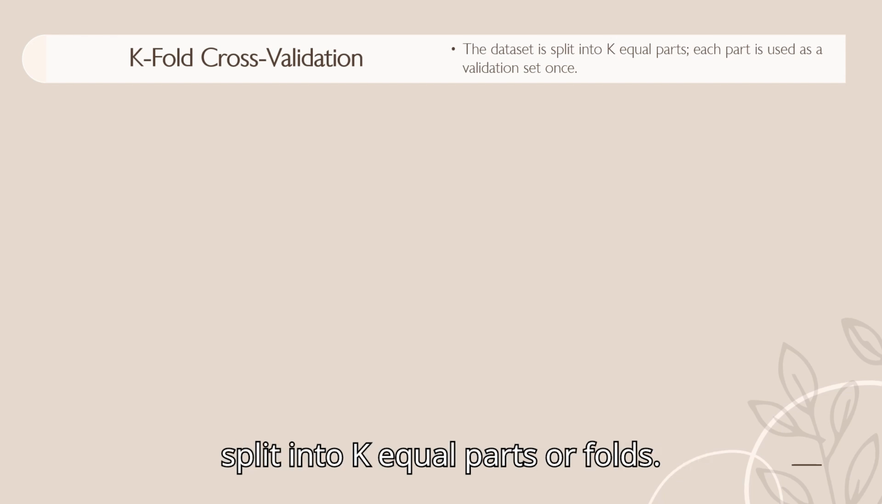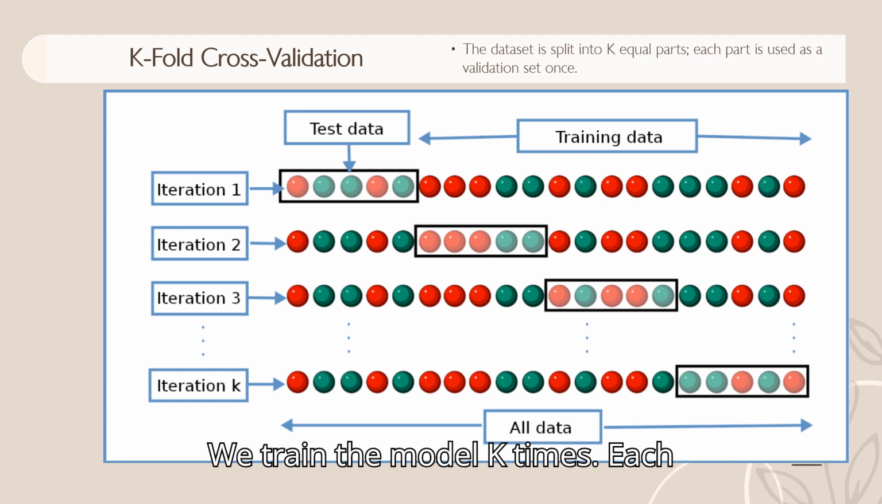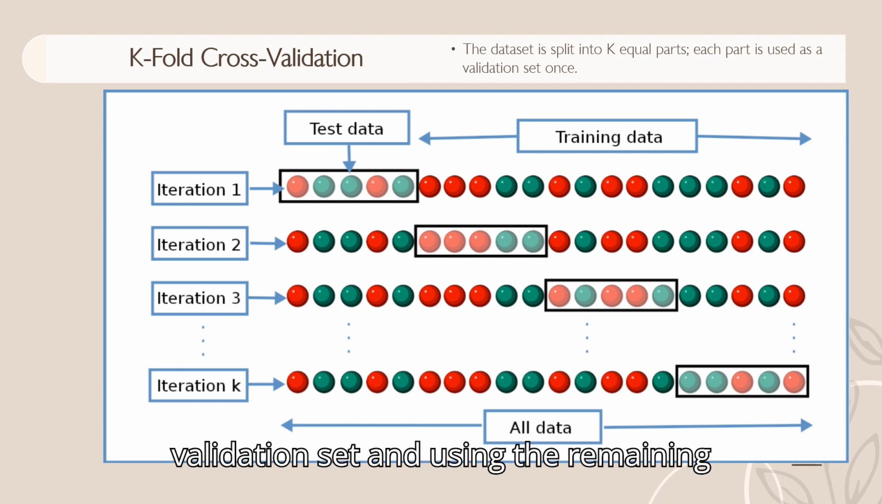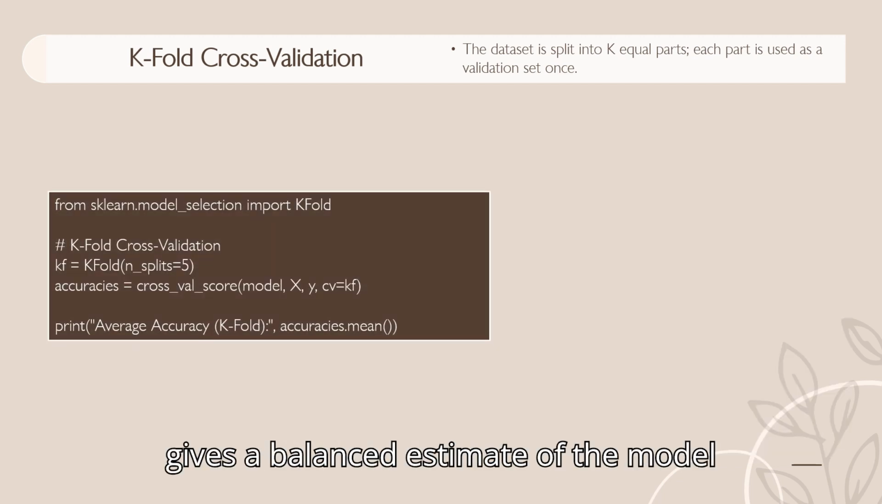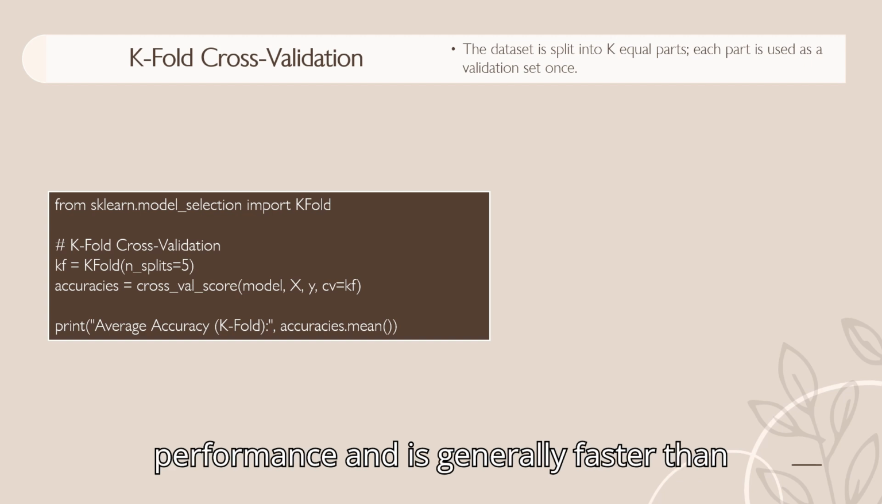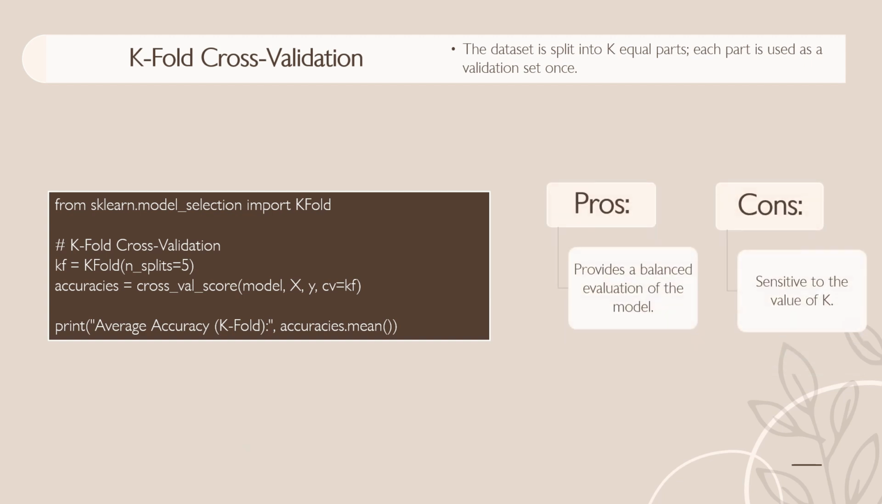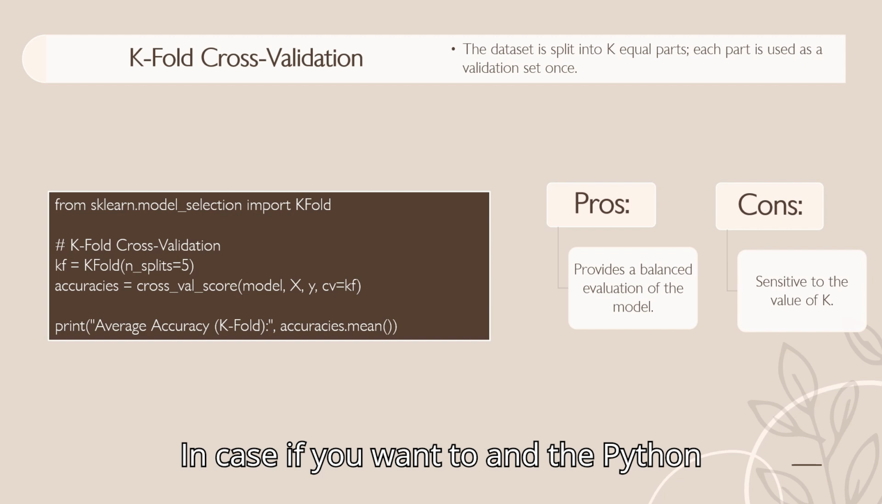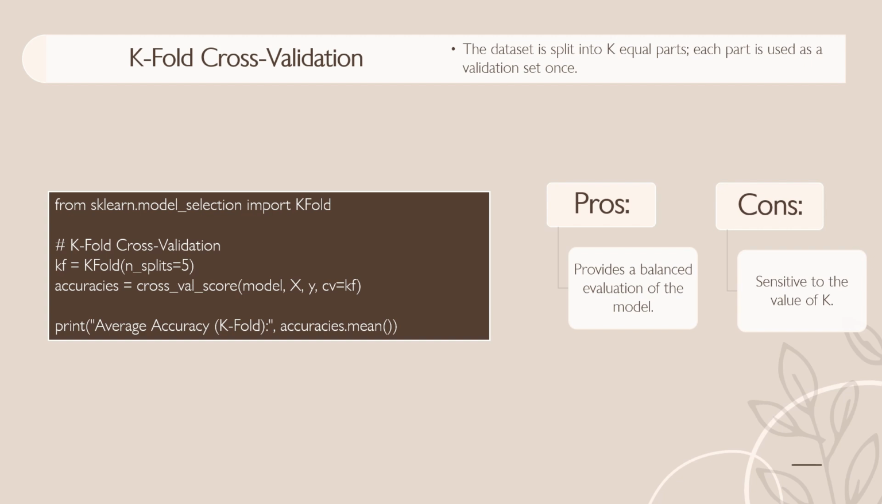Now let us move forward with K-fold cross-validation technique. One of the most widely used techniques, the dataset is split into k equal parts or folds. We train the model k times, each time leaving one fold out as the validation set and using the remaining k minus 1 folds for training. It gives a balanced estimate of the model performance and is generally faster than the leave one out cross validation. The Python algorithm can be seen on the screen.